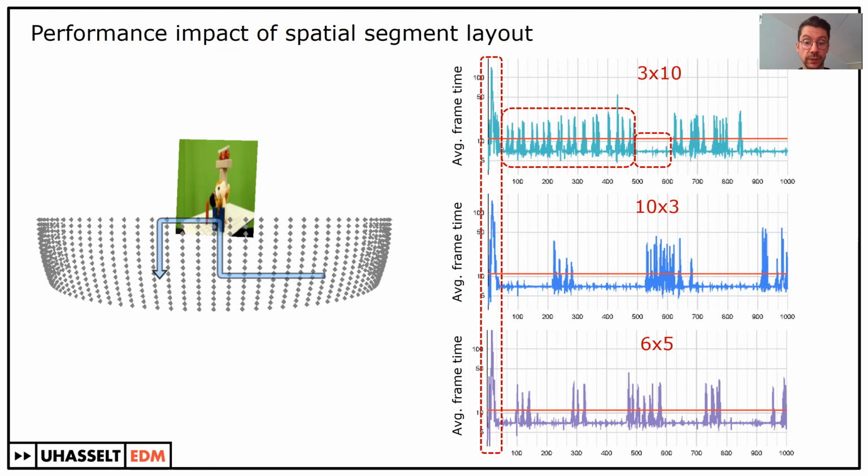In contrast to the 3x10 packaging strategy, the 10x3 packaging strategy favors horizontal over vertical continuity. This results in stable behavior at the beginning of the experiment, where the camera performed horizontal movement. The peaking behavior around frame 220 is caused by the camera crossing a horizontal segment boundary.